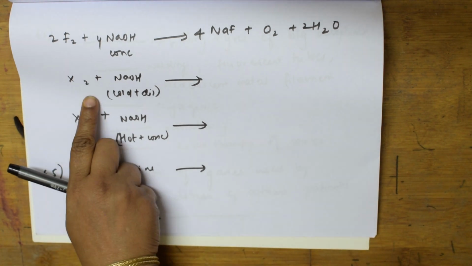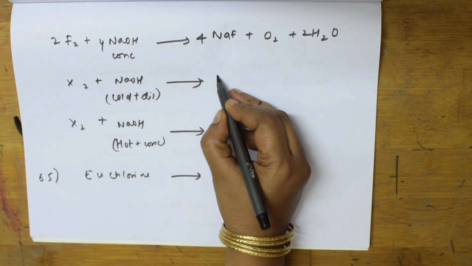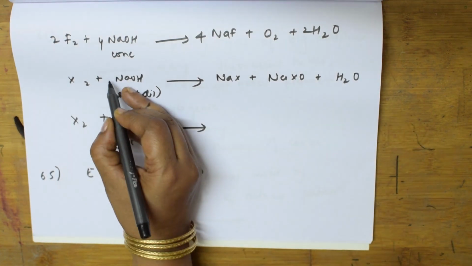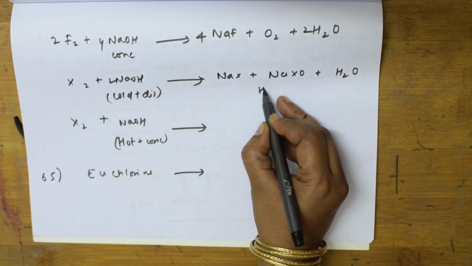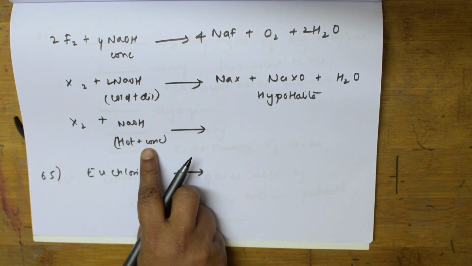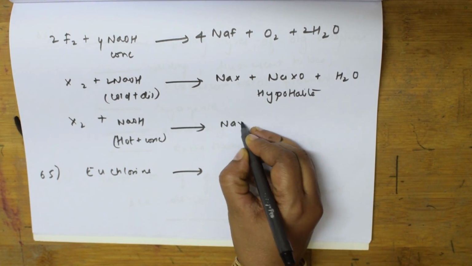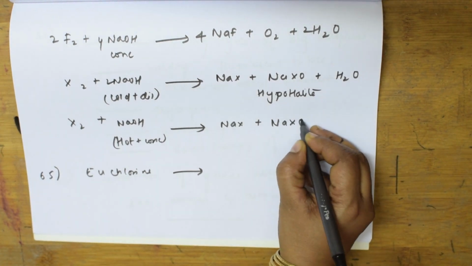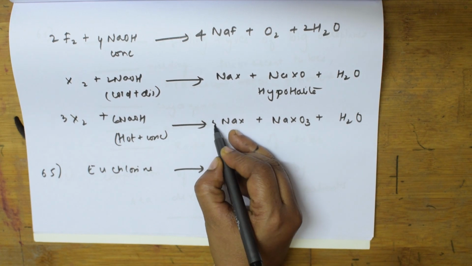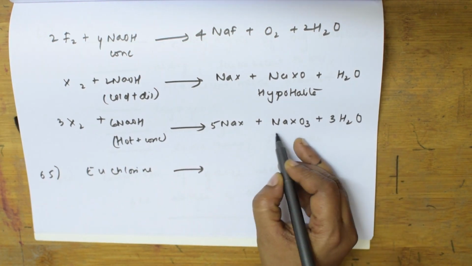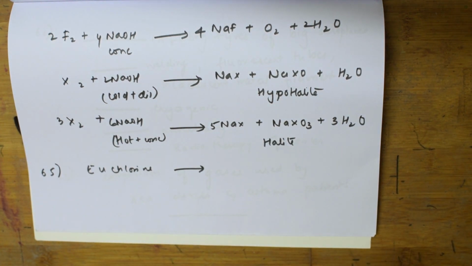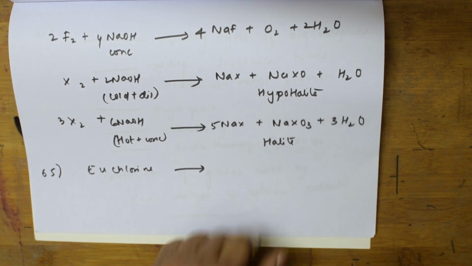Next one, if you treat any halogen with cold sodium hydroxide, what do you get? NaX plus NaXO plus water. Okay, 2. What is the name of this NaXO? This is called hypohalite. Suppose I am treating the same halogen with hot and concentrated NaOH, I get NaX, but here this will change, NaXO3 plus water. If I have to balance this, 3, this is 6, this is 5, this is 3. What is the name of this one? This is called halate. So when you treat it with cold and dilute, you get hypohalite. When you treat it with hot and concentrated, you get halate.